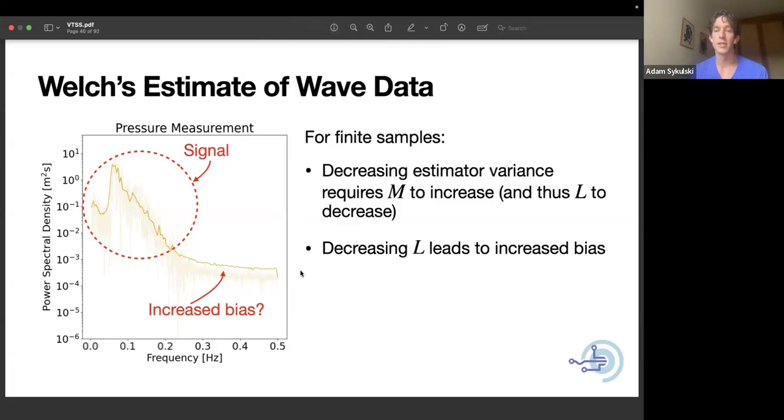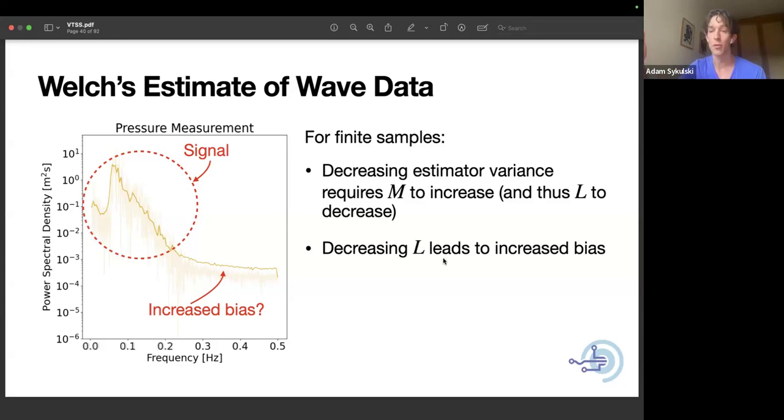Well, for finite samples, to decrease our estimator variance, we require m to increase, right? So this is the number of blocks. But if we have a fixed length time series, that by extension requires us to decrease the length of each block. So we increase m, we decrease L. But the problem is that decreasing L leads to increased bias, because as we decrease our block lengths, these are all periodograms, and periodograms can be very, very biased for short length time series.